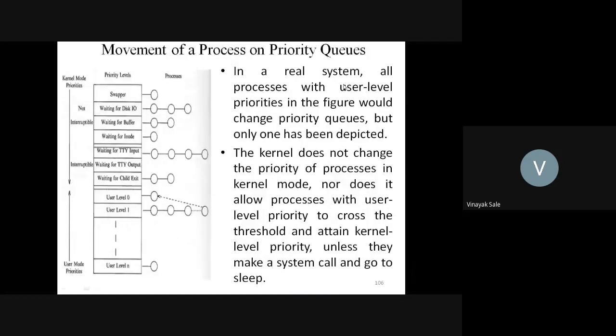In a real system, all processes with user level priorities in the figure would change priority queues, but here we have shown only one in this figure. The kernel does not change the priority of processes in kernel mode, nor does it allow processes with user level priority to cross the threshold and attain kernel level priorities unless they make a system call and go to sleep.